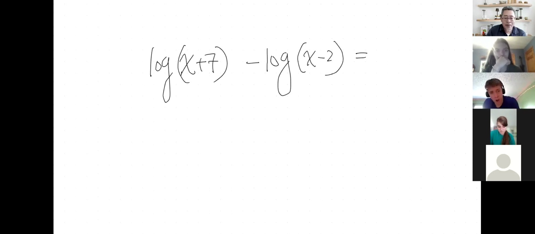We got log (x plus 7) minus log (x minus 2), and that equals log 3. And see what you got.